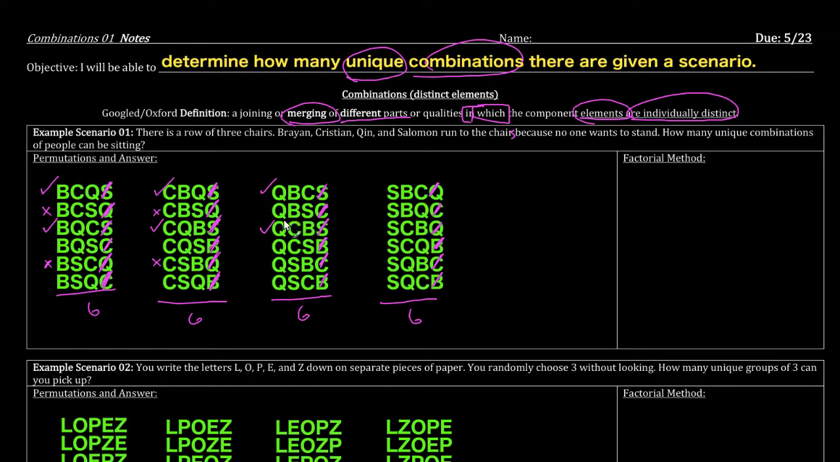Brian, Christian. Nope. Because Quinn has to be part of this. Brian, Christian, Solomon. Brian, Christian, Solomon. There he is. Wait. What are we looking for? Brian, Christian, Solomon. So that last one was wrong. Brian, Christian, Solomon.